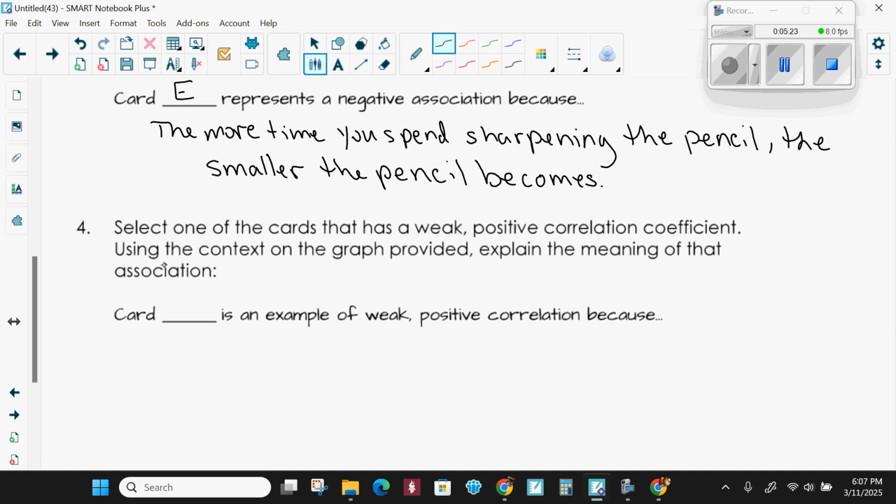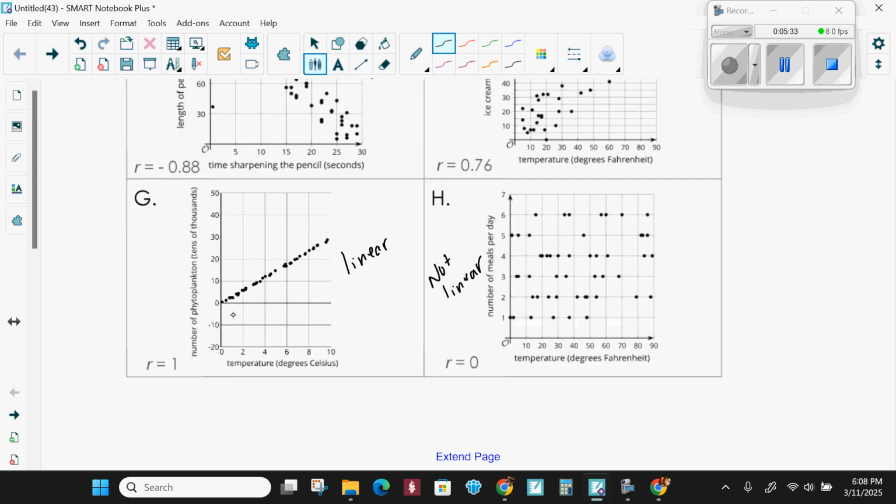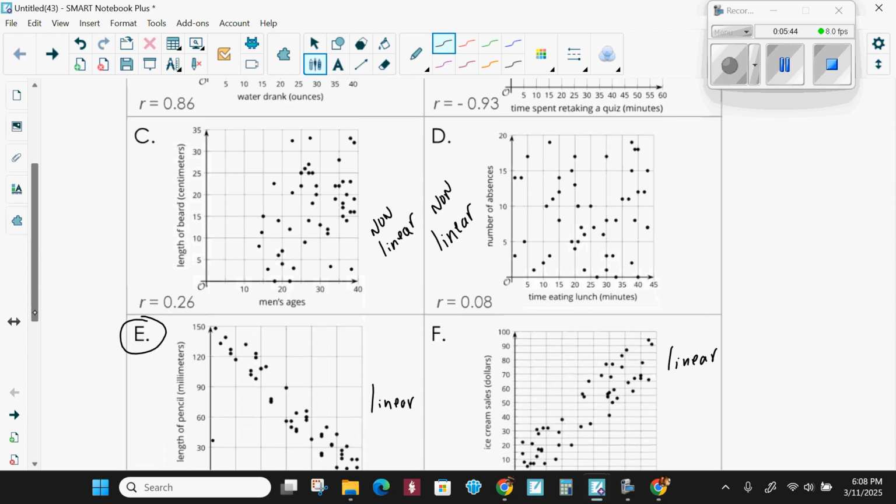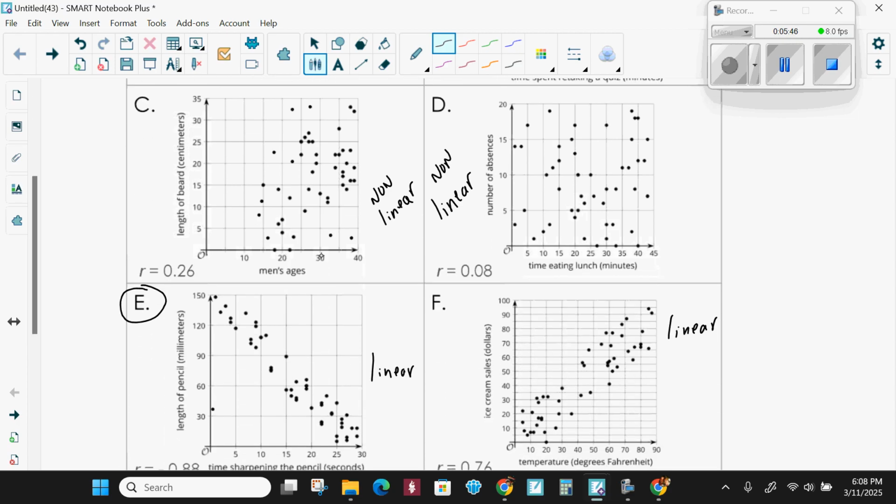Okay, so this next one says select one of the cards that has a weak positive correlation coefficient. Using the context, explain the meaning of that association. So we need a weak positive. Let's see. Those are two strong positives. Oops, can't get to the middle of those. Here's a weak. C is a good weak positive. So that's the men's ages and the length of their beard. Okay.